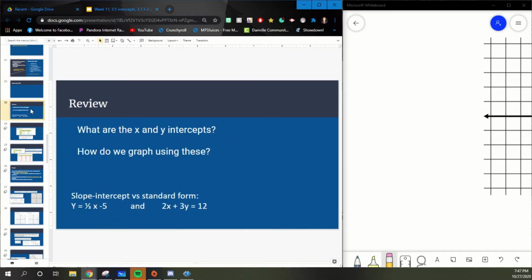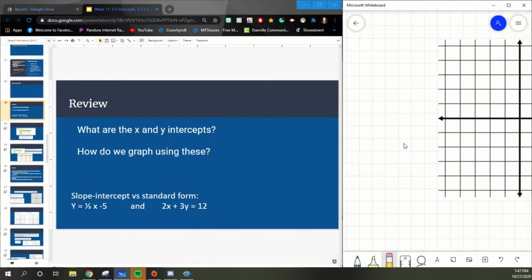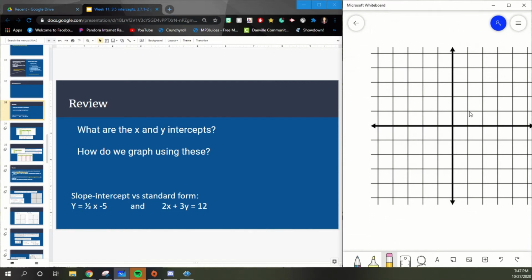First of all, we need to remember what our x and y intercepts are. Remember, our y-intercept is where our line crosses the y-axis, and our x-intercept is where we cross the x-axis. How we graph using these is we either plug in 0 for x or y, and then we find our x and y intercepts, and then we graph the line between them.